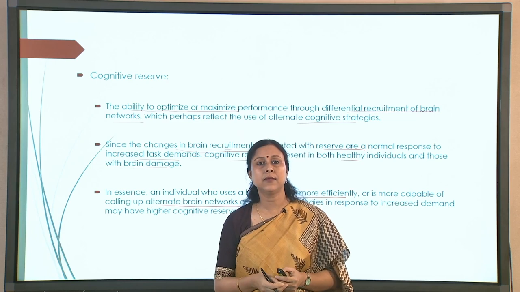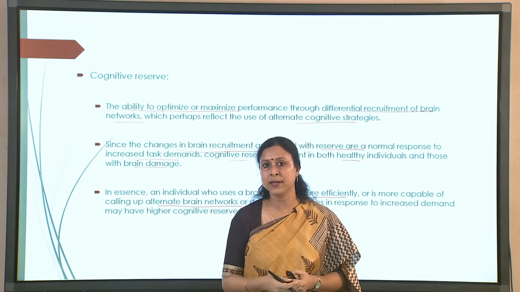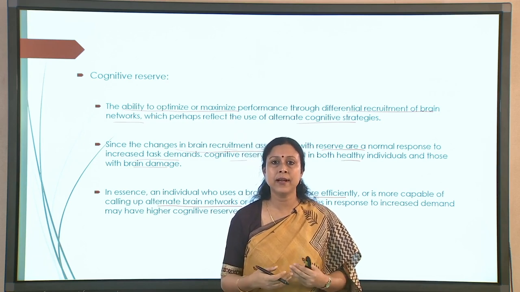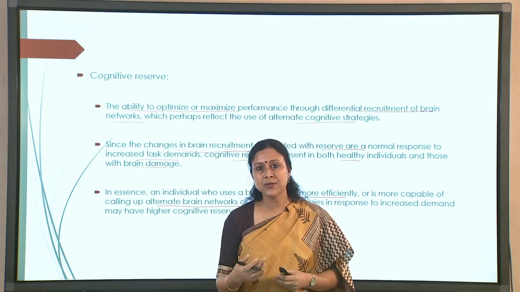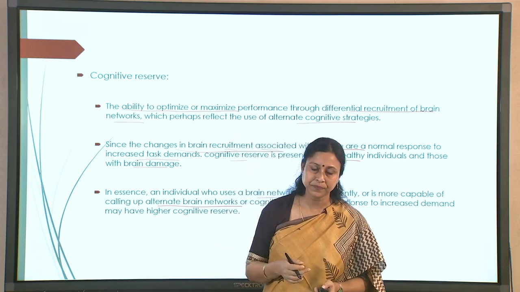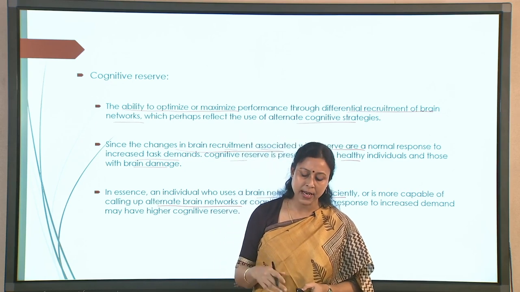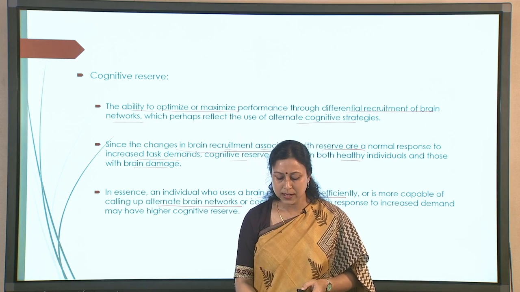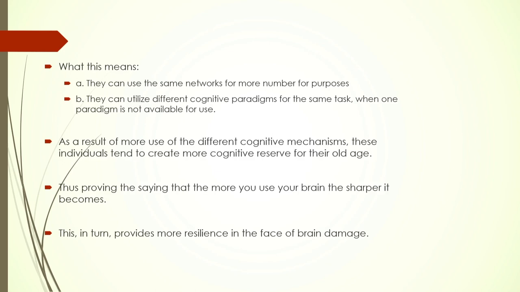For example, take football or rugby or cricket, all of these are strategy-dependent activities, and one needs to constantly have a feedback system in the brain depending on what the other players are doing. So you need to update. This is exactly where the difference between a good player and a bad player is. Because of these different strategies put in place over a period of time, these people use brain networks more efficiently, and often they can use alternate networks for the same purpose, with various kinds of fine-tuning of this mechanism.